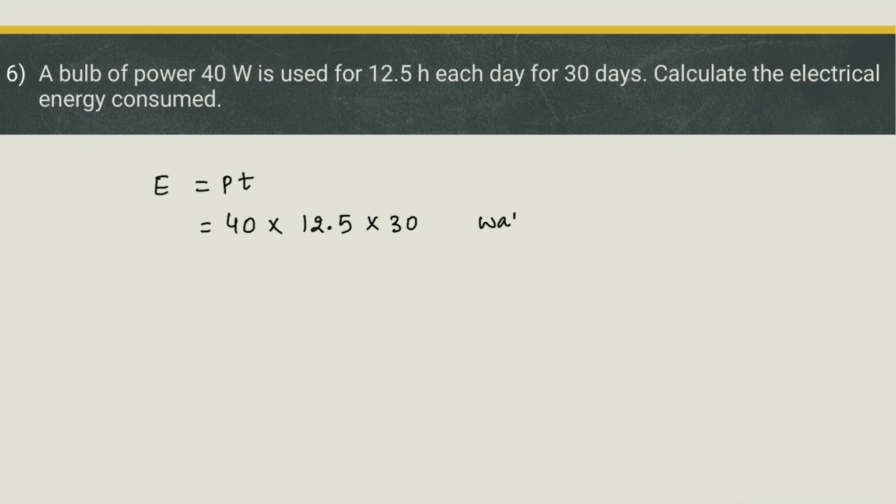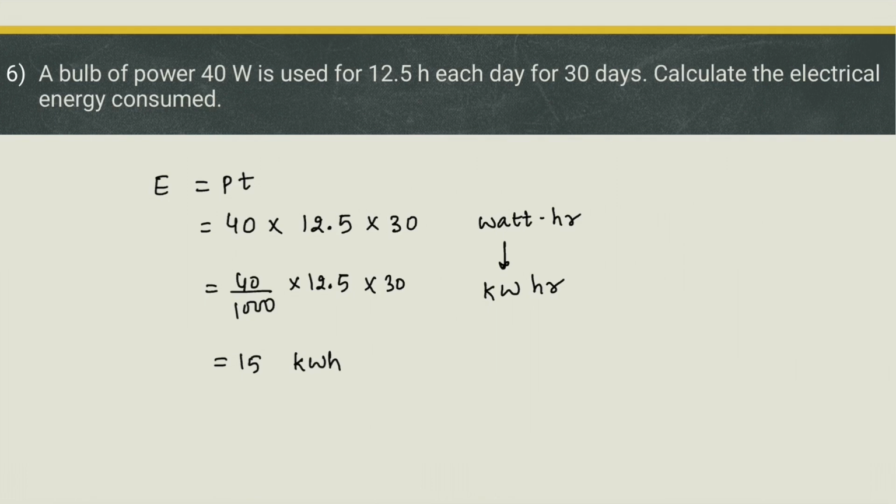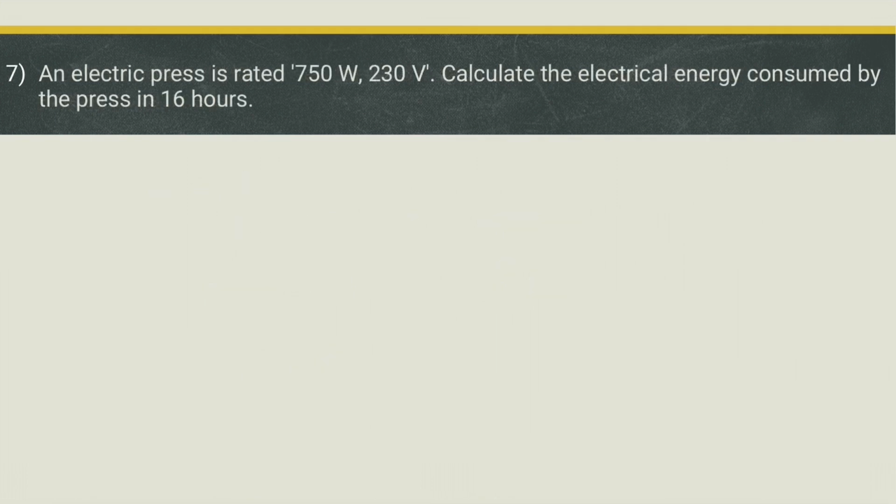So here unit becomes watt into hour. Okay, so we have to convert this watt into kilowatt. So if I divide 40 by 1000, watt gets converted into kilowatt, into 12.5 into 30 hour. So unit is now kilowatt hour. And this answer is 15 kilowatt hour.